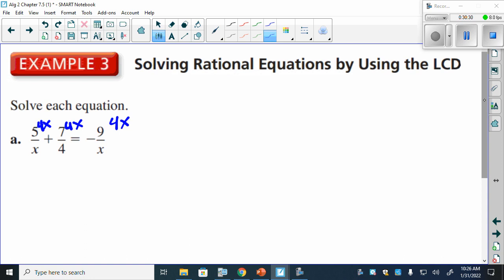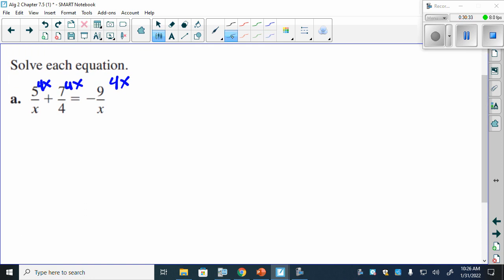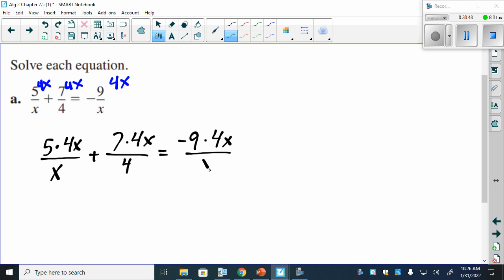And if we do this multiplication here, I'm going to write it out for the first one. So in our first one, we're going to have 5 times 4x over x plus 7 times 4x over 4 is equal to negative 9 times 4x over x. When we look at these here, well, the x divided by x will cancel. Here, the x divided by x will cancel. And in the middle, the 4 and 4 will cancel.